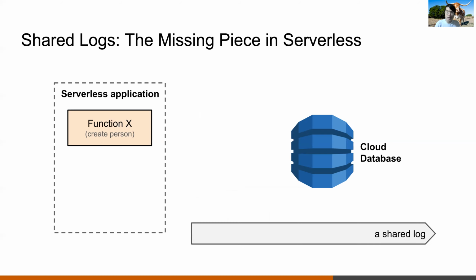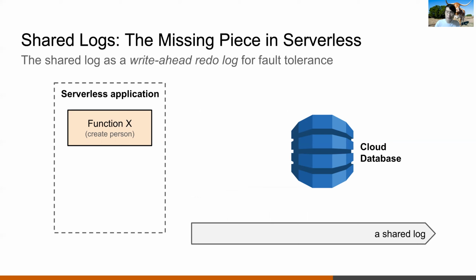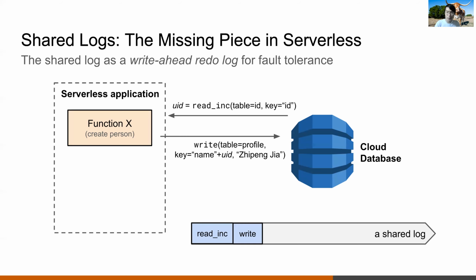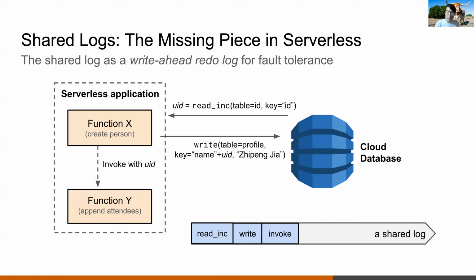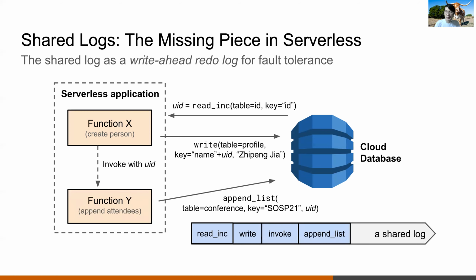A common solution for this kind of problem is a log-based mechanism for fault tolerance, for example, write-ahead logging. And the shared log can actually be used as the storage medium for write-ahead logging. In this approach, all operations are logged before being executed, including database operations and also function invocation operations. So with such a log, when failure happens, the workflow can inspect the log to understand its progress and respond accordingly. For example, it can skip finished operations and redo unfinished operations.